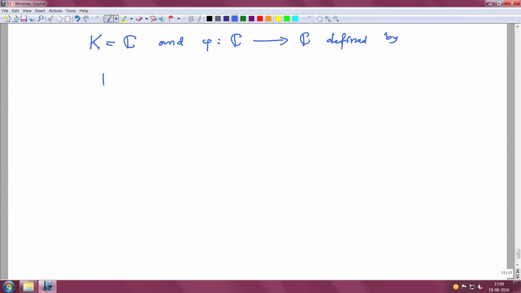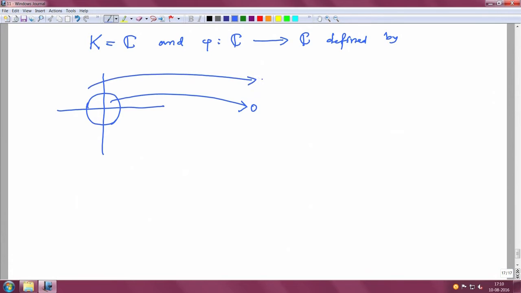say on the disk, think of complex numbers as this complex plane. On the disk, you define it to be the 0 function, and everywhere else you define it to be the value 1. So, formally, phi of z is 0 if mod of z is less than or equal to 1 and equal to 1 otherwise. So, you get a function from C to C. This function cannot be a polynomial function.